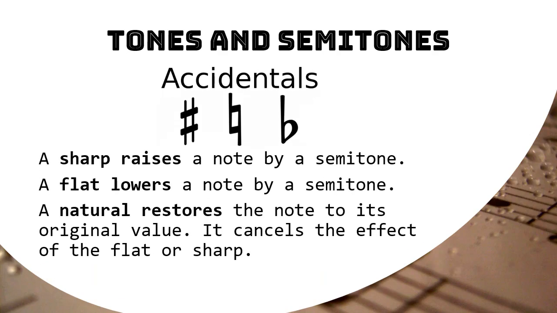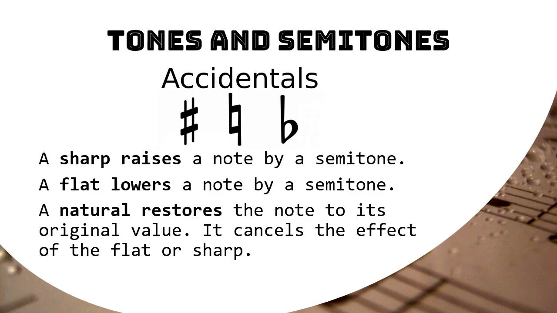How does a sharp affect a note? A sharp raises a note by a semitone. Naturally, for the C major scale, between C and D is a tone. But when we place a sharp by C, we are not going to get to D. That will give us a C sharp, for example. So that is how a sharp works.